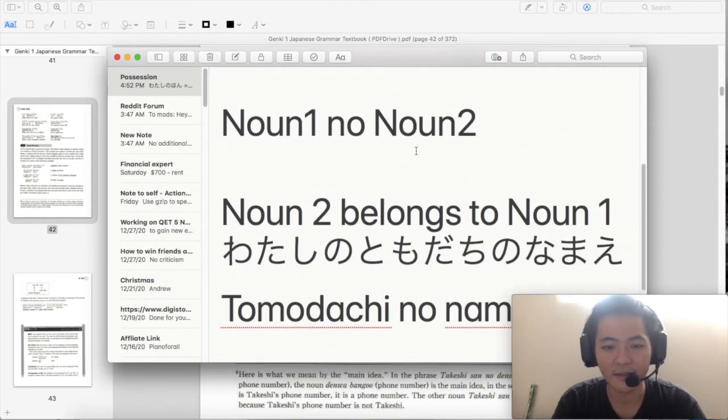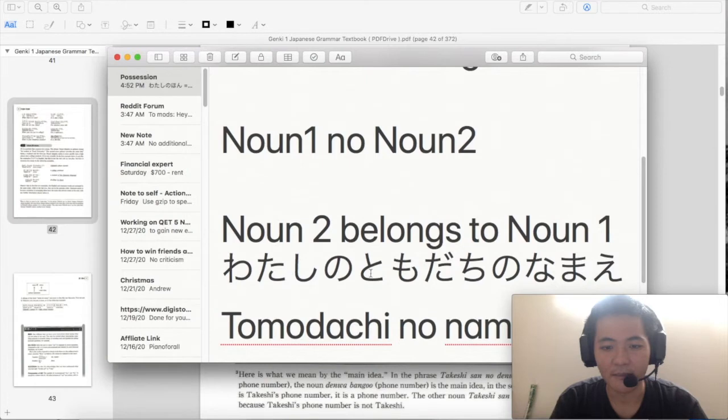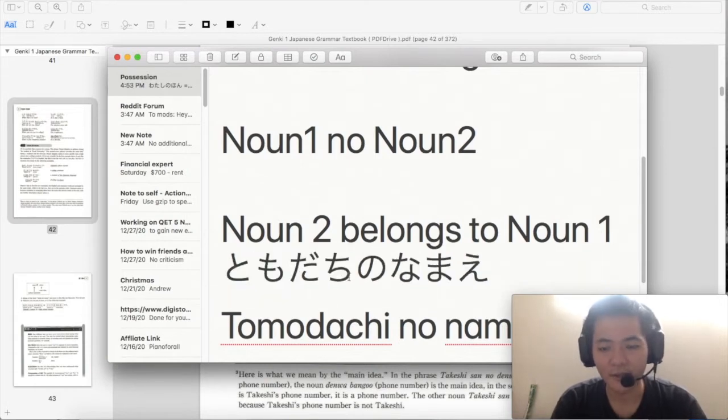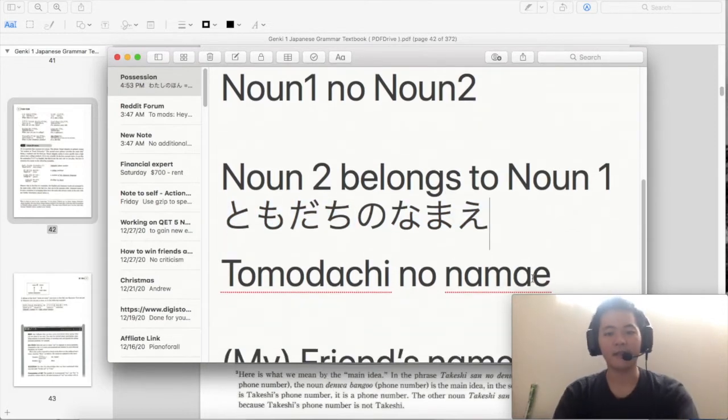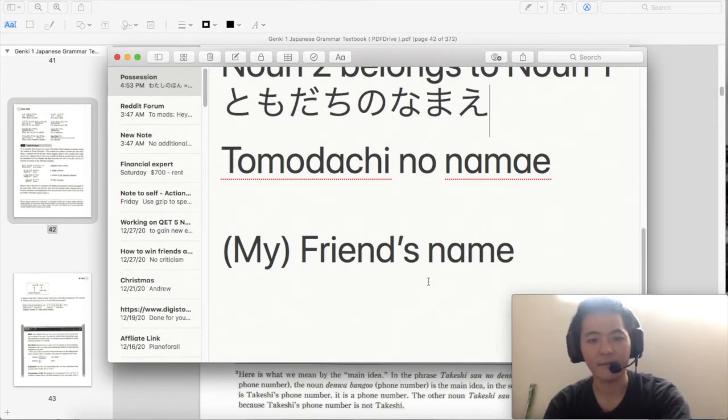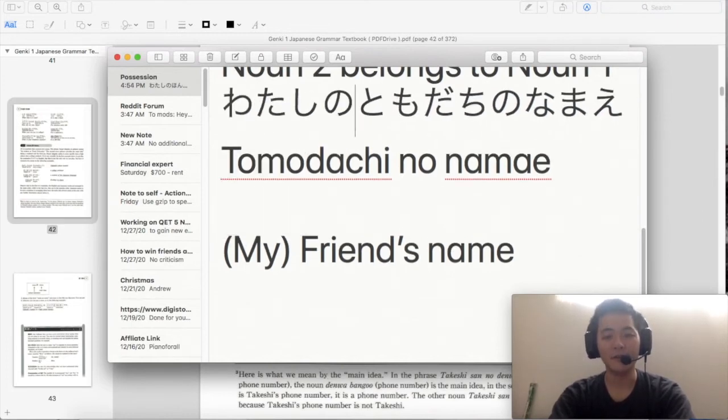Let me give you another example. Tomodachi, which is friend, no, and you already know that whatever comes next will belong to this friend. So tomodachi no namae, and namae means name in English. So this name belongs to this friend. In a way, that simply means friend's name, like my friend's name, and since my is kind of omitted, in a full sentence it would be watashi no.